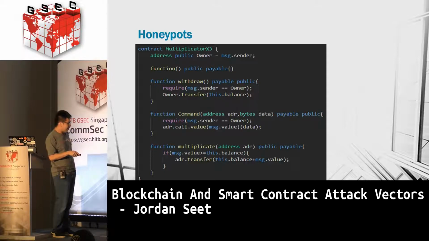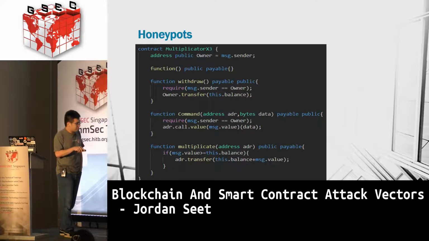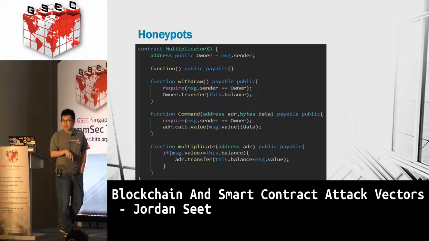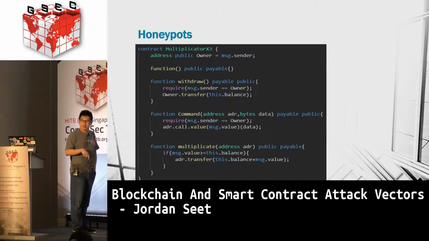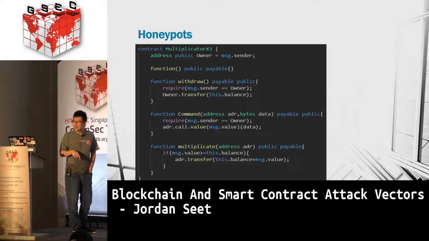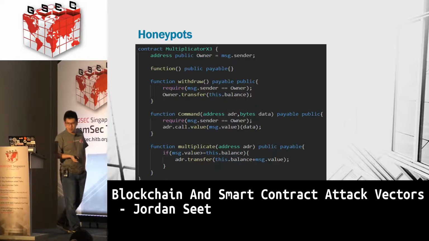I can take in an address, and if the amount I send to this function is more than the balance of this contract, they will send to me the total amount, the balance plus the amount that I send over. So if the contract has $1 and I send $2 to the contract, it will send to me $3. It sounds very good, right? But can anyone see what's the problem with this?